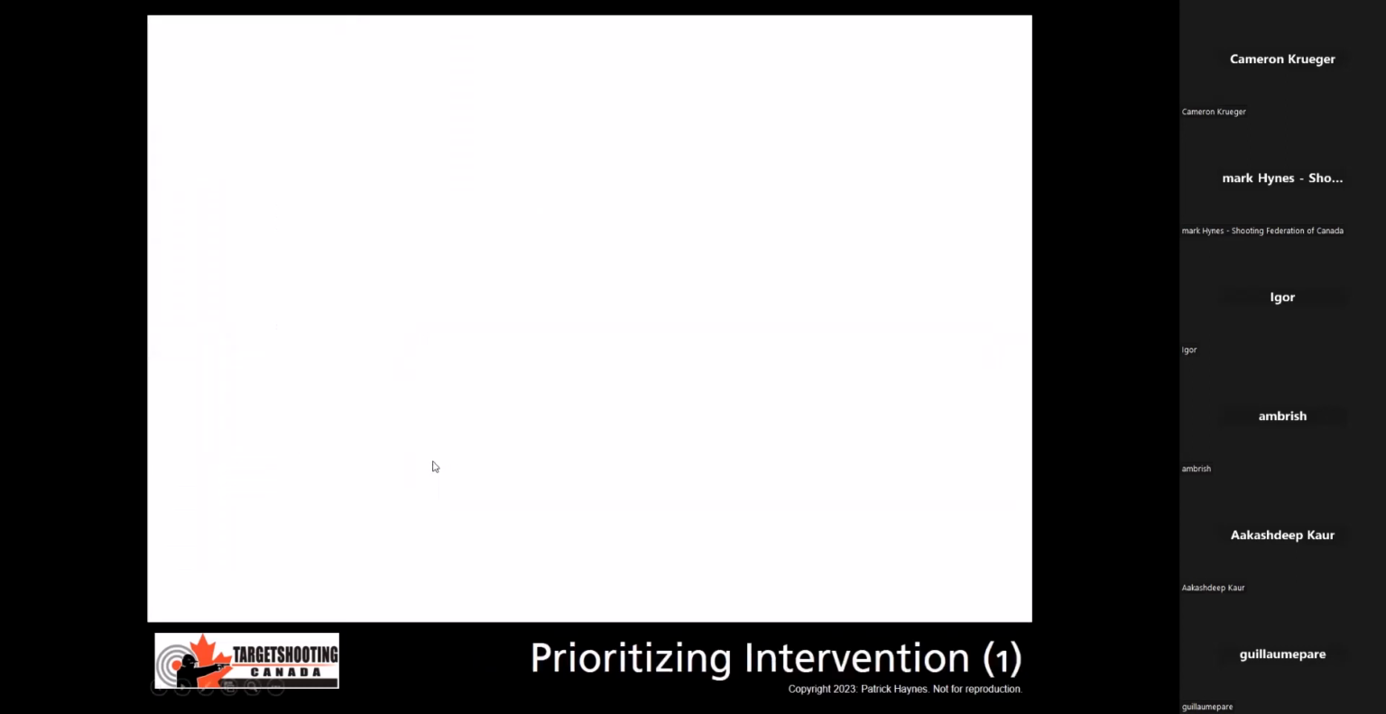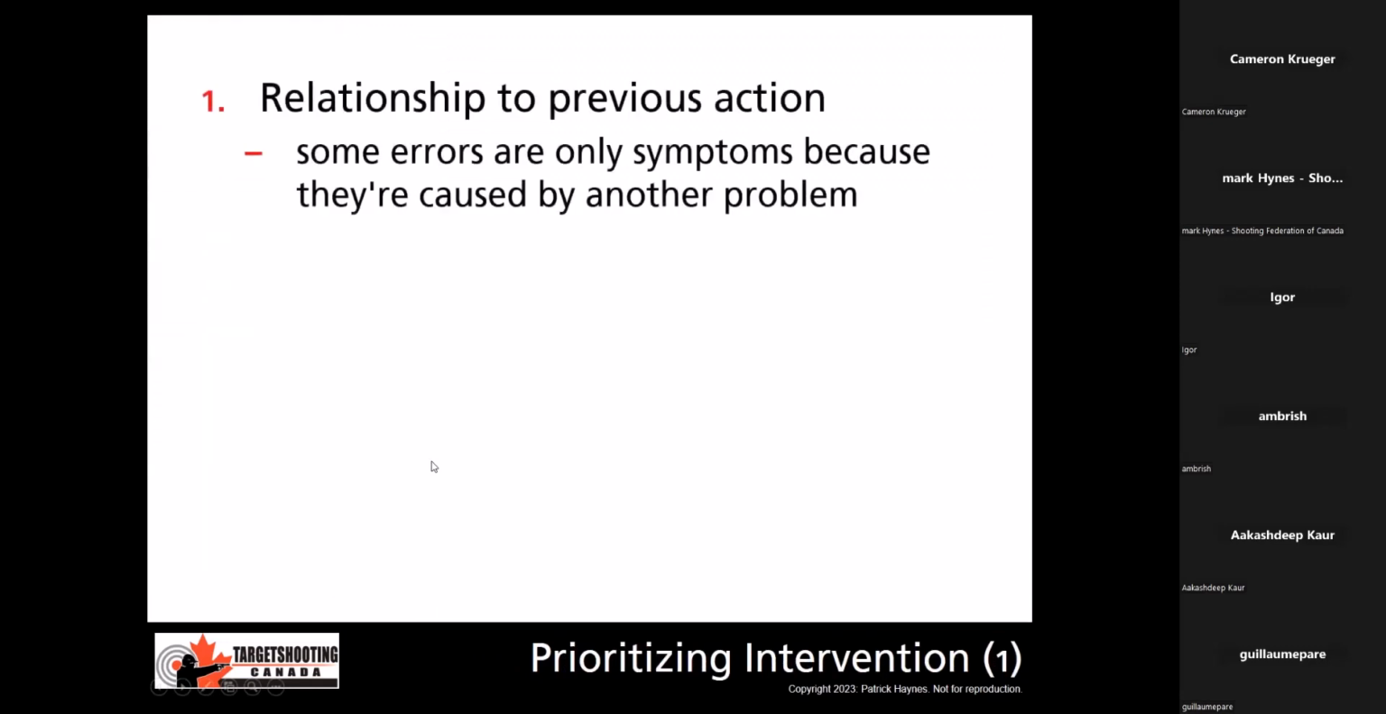So if I was to prioritize interventions, I need to remember that whatever just happened could actually be tied to a previous activity. So it needs to be put into that context first. It may not be that this was the error. It may have been because of something that happened back here. Okay, so don't look at it in isolation of movement. Look at the whole string.